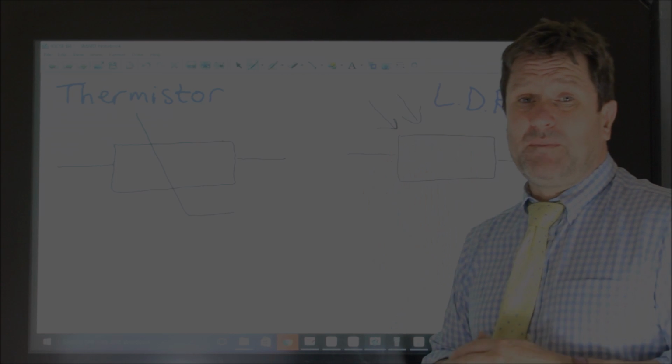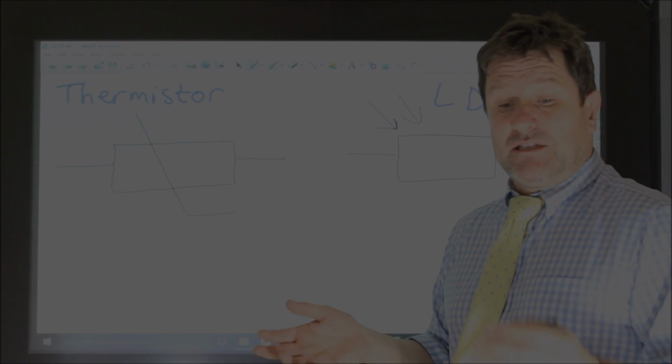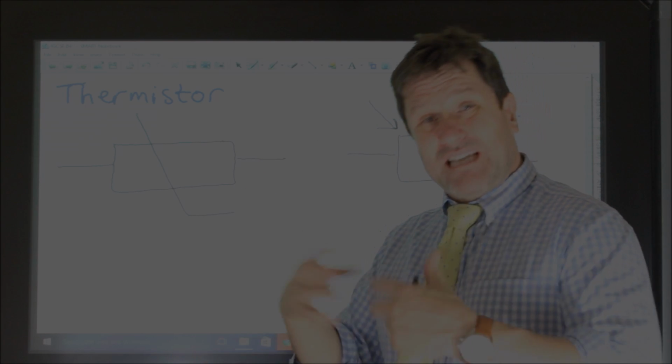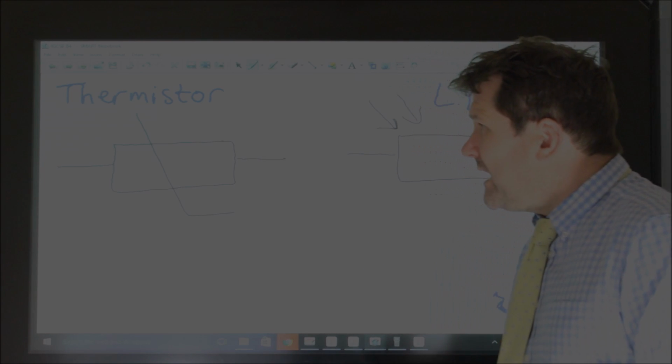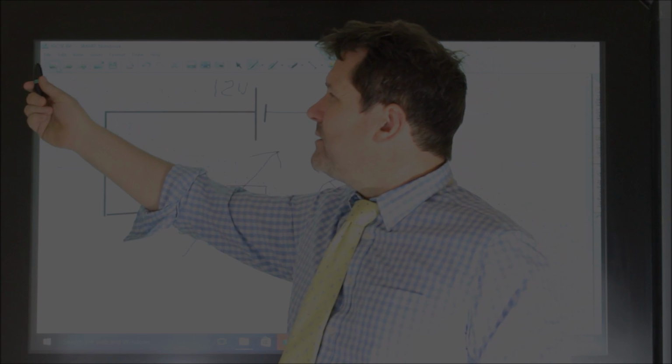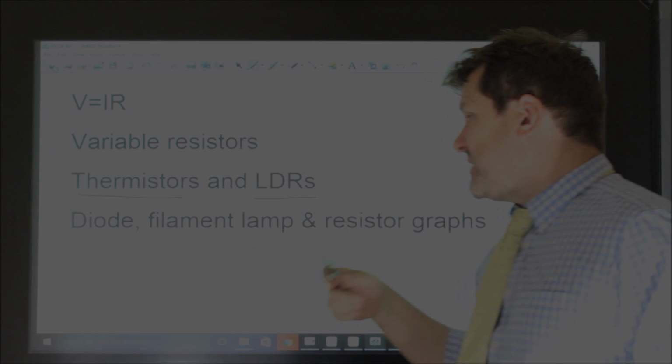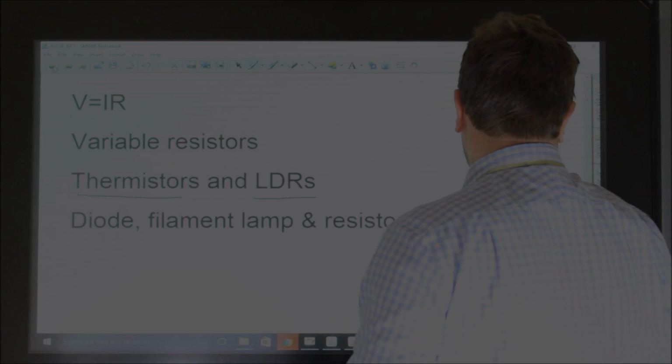A light dependent resistor might be used above a street light as part of a circuit to judge when the light level gets so low that it might turn the lights on. Okay? There are other components you need to be aware of as well. There are the diode, the filament lamp, and the fixed resistor. So if we have a look, these famous graphs that you need to be aware of.